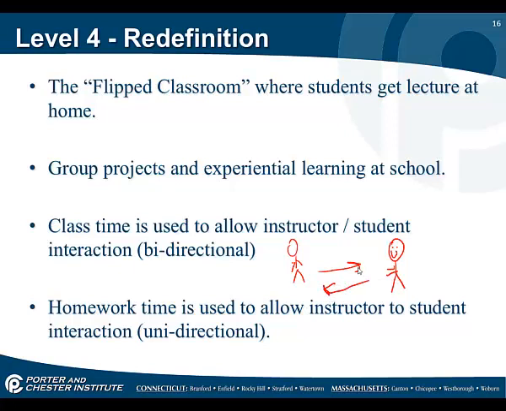Homework time is used to allow the instructor to student interaction, which is unidirectional. I'm using the word to in here because the instructor information is flowing to the student, not the other way around. It's unidirectional. That's because the instructor has recorded or possibly done something with their lectures where the students are getting that on their own time. So that level four redefinition is where we are heading. Students do not want to come to school and feel they're wasting their time.